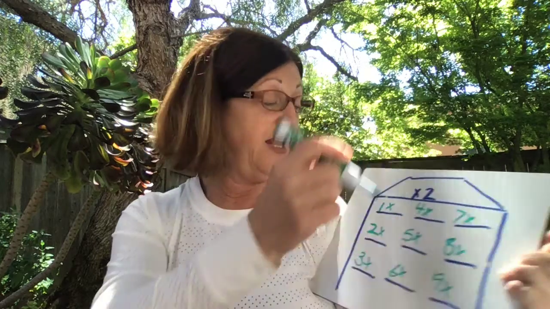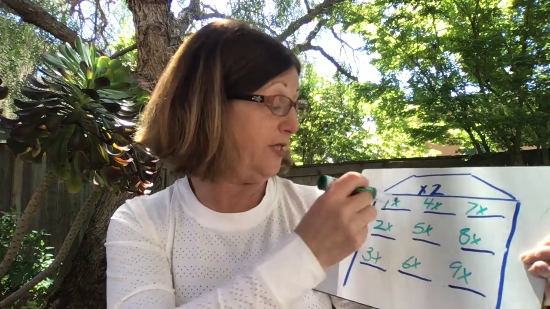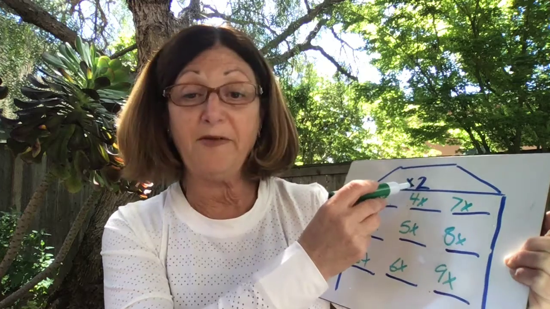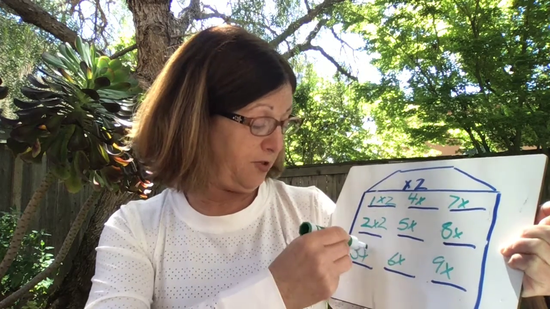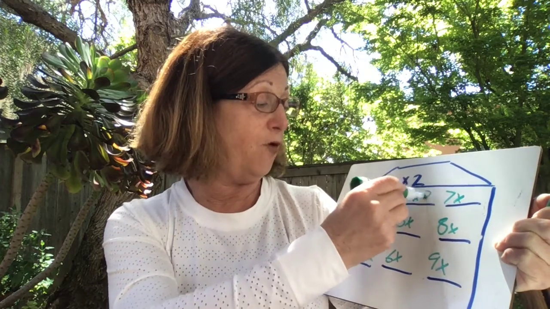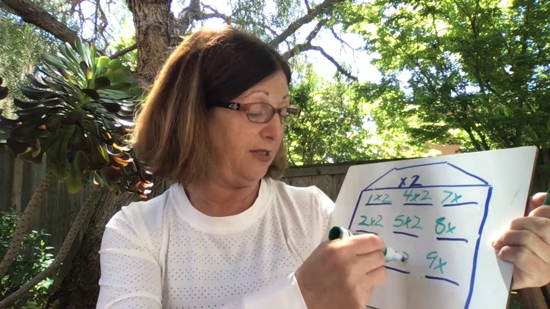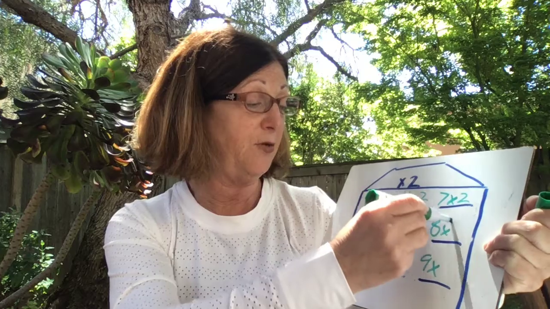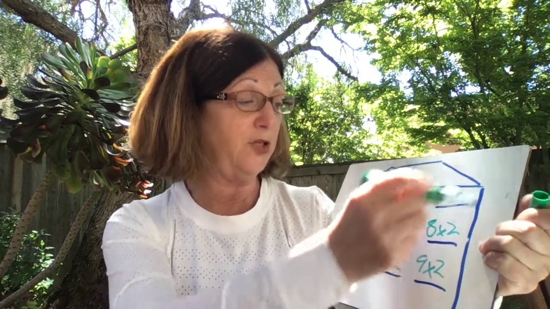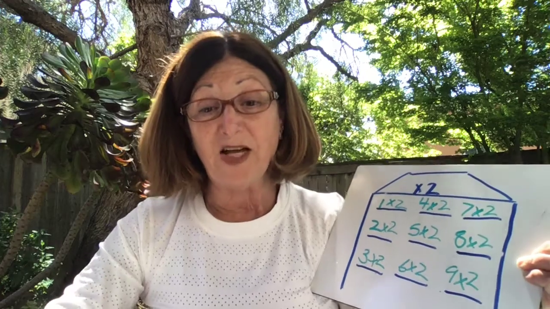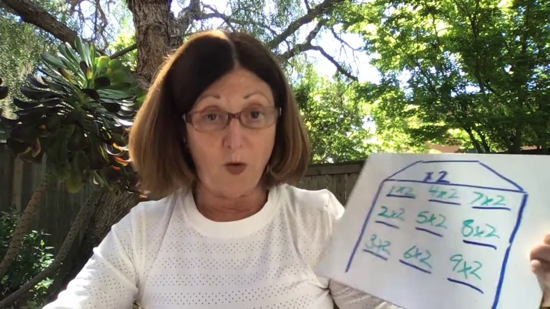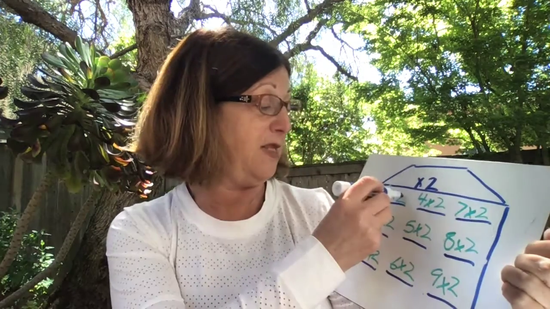And then to complete the equation, or this part of it, we're going to take the name of the family living in the house. Those are the twos. 1 times 2, 2 times 2, 3 times 2, 4 times 2, 5 times 2, 6 times 2, 7 times 2, 8 times 2, 9 times 2. Those are the bedrooms in the house. So it's easy for us to remember the order of the facts. And now we're going to write the answers.